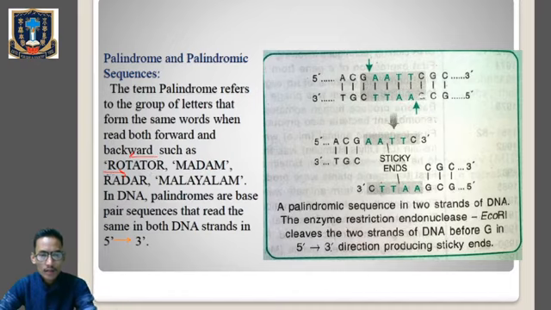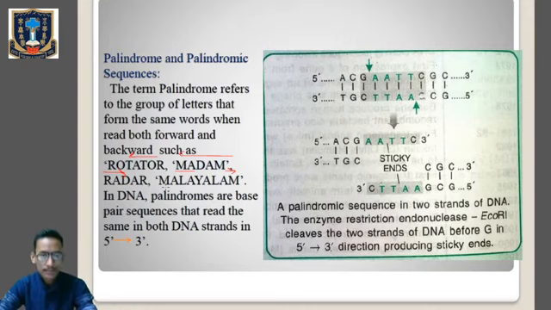ROTATOR. So such sequences are called palindrome. Here also MADAM, madam. This is called palindrome. Okay, RADAR, radar, or it can come this side, RADAR, radar. Then MALAYALAM, Malayalam. Now go backward, MALAYALAM, Malayalam. So these are called palindrome.